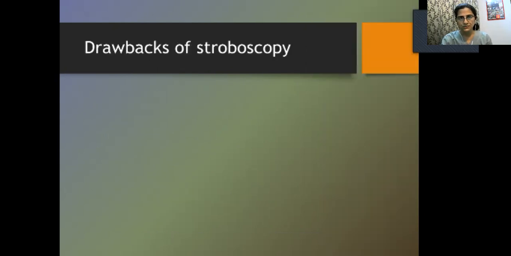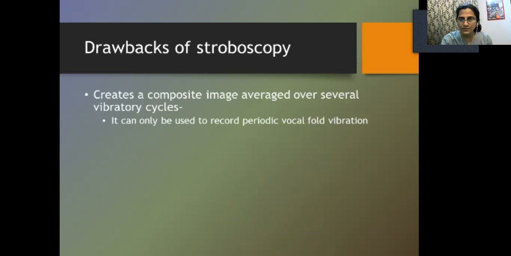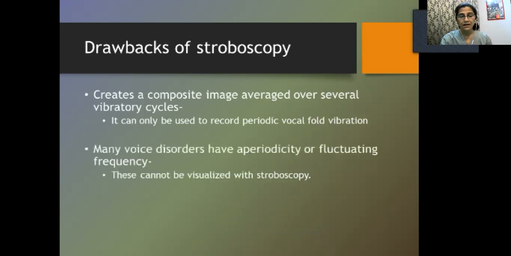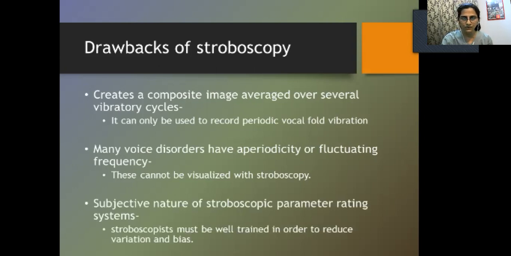But what are the drawbacks of stroboscopy? It creates a composite image averaged over several vibratory cycles. So it can be used only when you have a periodic vocal cord vibration. And if you have aperiodicity or very fluctuating frequency, this cannot be visualized in stroboscopy. In fact, it's visualized as fluttering of the vocal cords. And it is a very subjective study, so there can be a bias between different laryngologists.